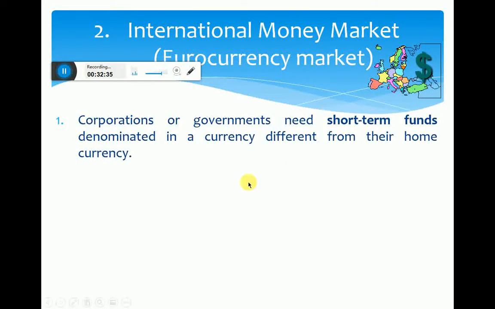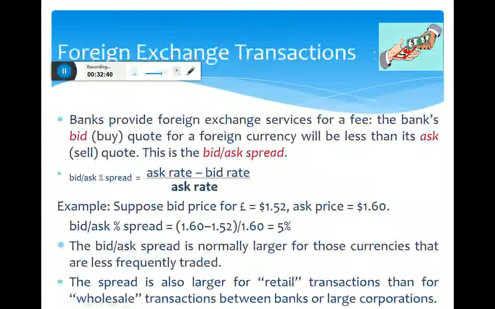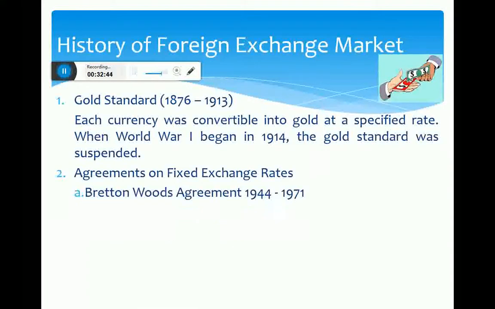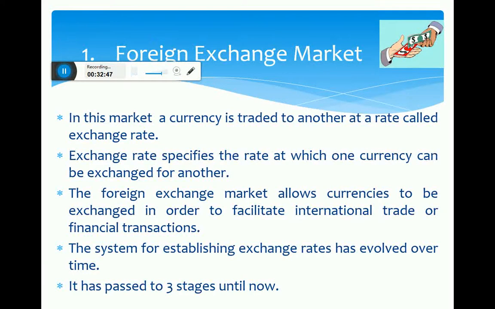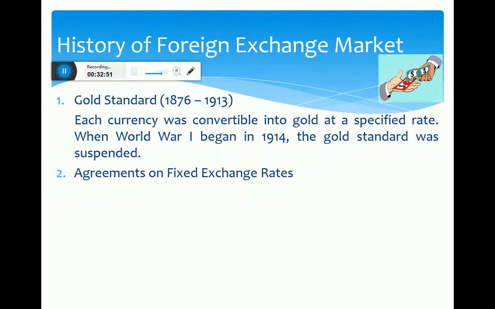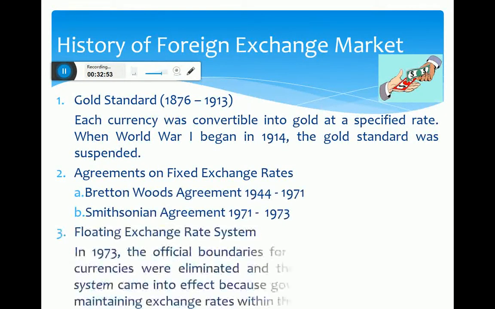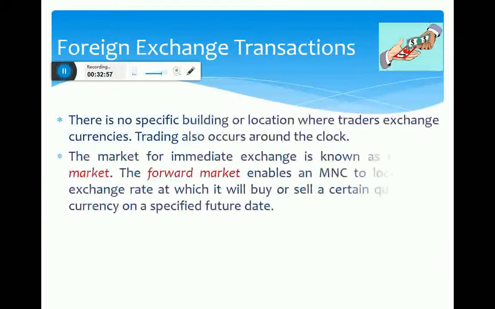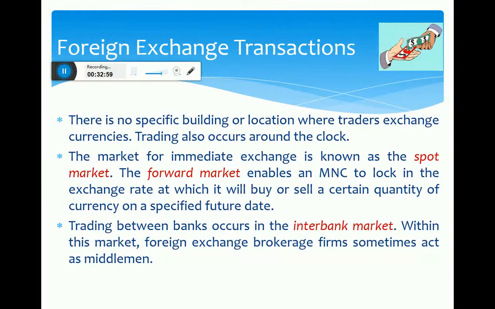Okay, next we have the international money market. All right, so what did we learn in the international foreign exchange market? It was about how the exchange rate in the foreign exchange market took place. There were 3 stages that we discussed, right? And then we said that there will be a spot market, a forward market, and an interbank market.